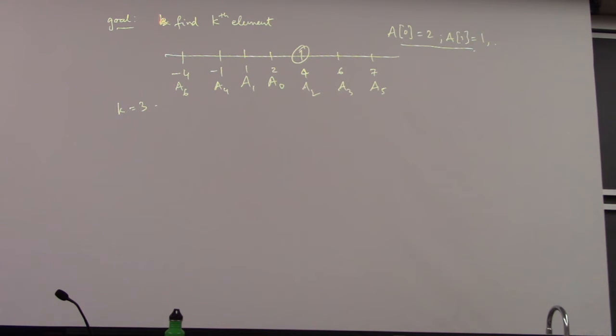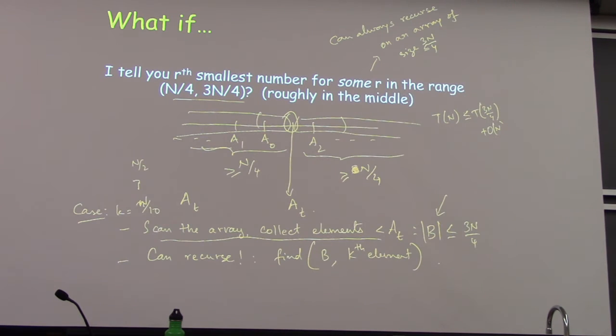I have a question. You say roughly in the middle, so does that mean in the middle of the sorted array or in the middle of the actual array? In the middle of the sorted array, that's the point. In the middle of the actual array, you can always find it. So that's the formal statement: I tell you the rth smallest number, where r is in this range. So that implicitly means that it's in the middle.